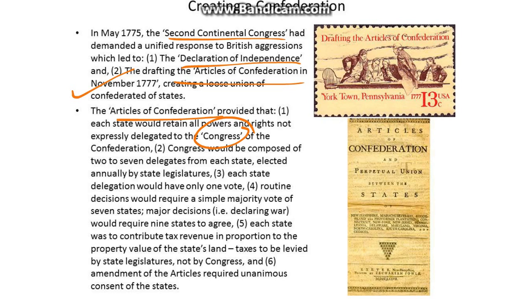Congress would be composed of 2 to 7 delegates from each state, elected annually by state legislatures. Each state delegation would have only 1 vote. Routine decisions would require a simple majority vote of 7 states. Major decisions, such as declaring war, would require 9 states to agree. Each state was to contribute tax revenue in proportion to the property value of the state's land, and taxes to be levied by state legislators, not by Congress, and the amendment of the Articles required a unanimous consent of the states.